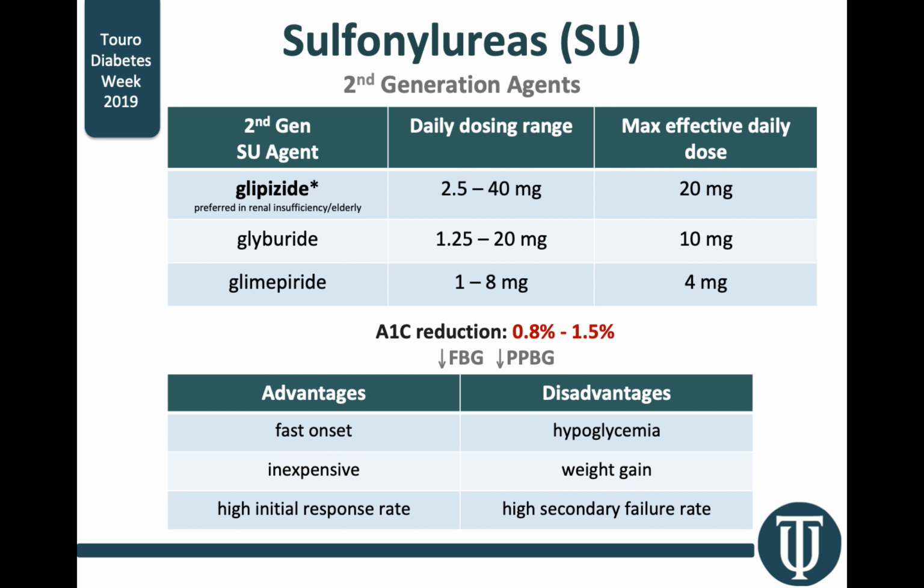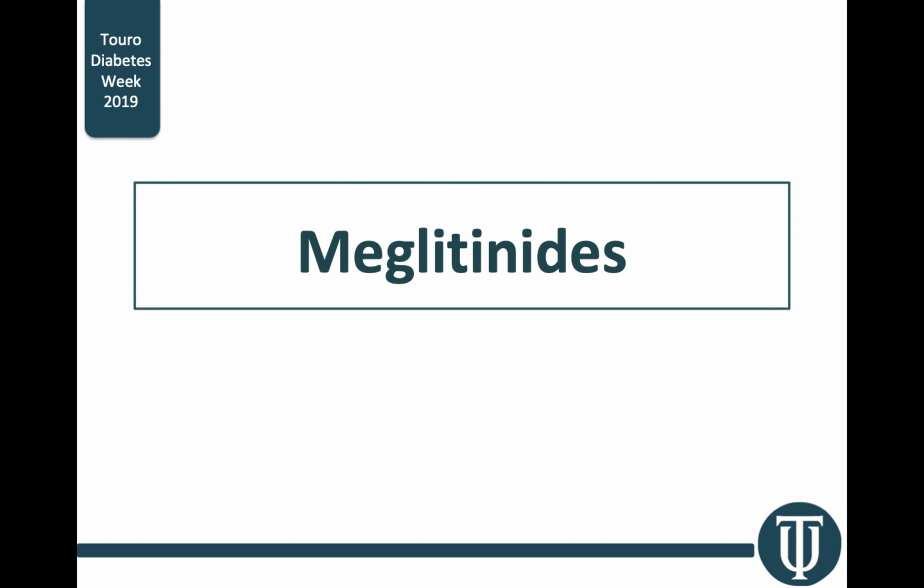So what are the disadvantages? We need to watch out for hypoglycemia and weight gain, and it also has a high secondary failure rate because, as I mentioned earlier, this class of medication keeps pushing the pancreas to produce insulin, but at some point the pancreas is going to burn out. Then they don't respond to this medication.